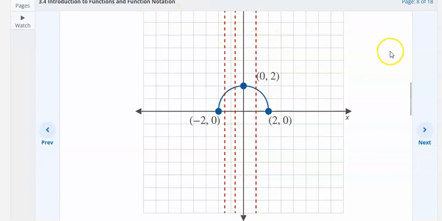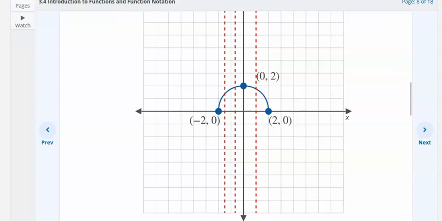Now, looking at this, you have sort of half of a circle, a semicircle. Notice that those dotted lines, which is the moving vertical line test, is only intersecting at one point as it moves along. So this is a function.